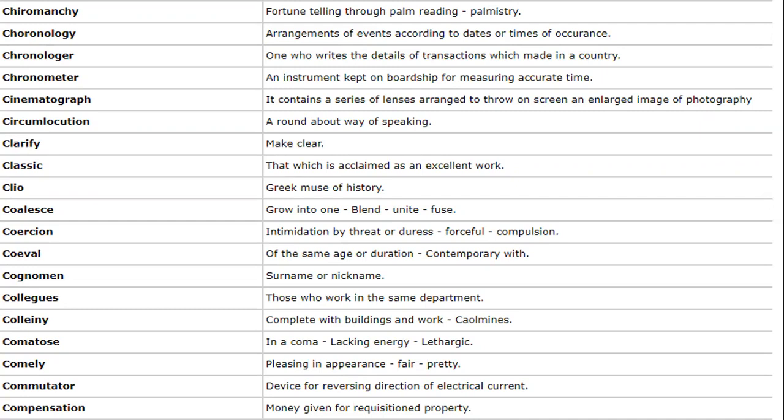Coalescence, grow into one, blend, uniting. Then cognomen, surname or nickname. Colleague, those who work in the same department. Then comatose, in a coma, lacking energy, lethargic. Then commutator, a device for reversing direction of electrical current. Compensation, money given for requisitioned property.